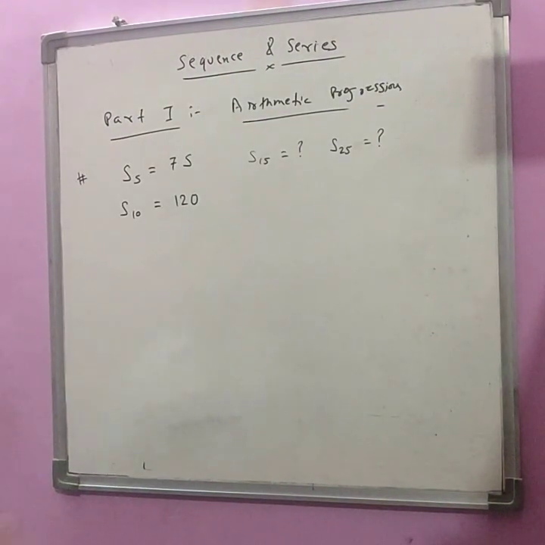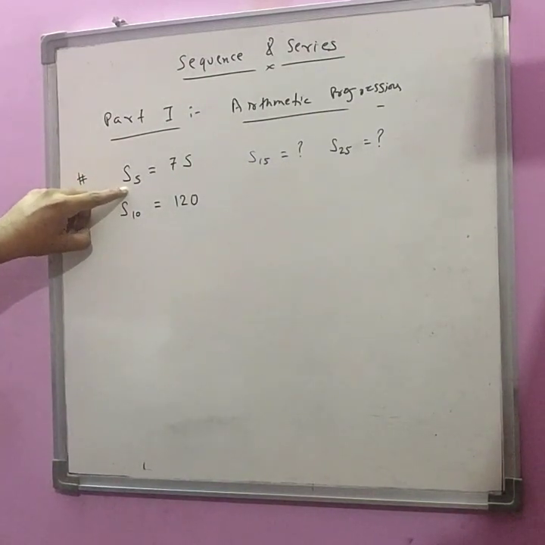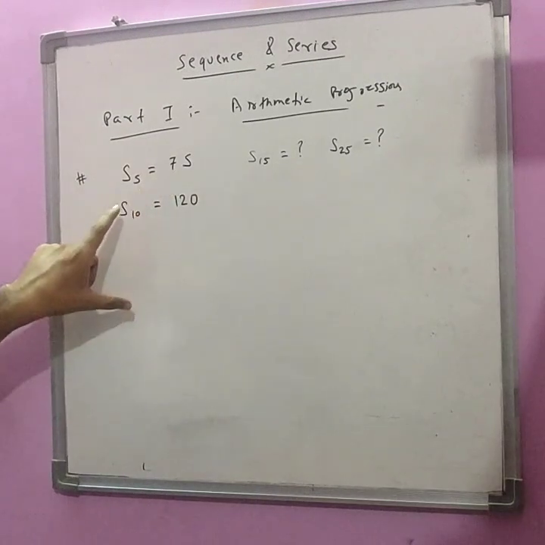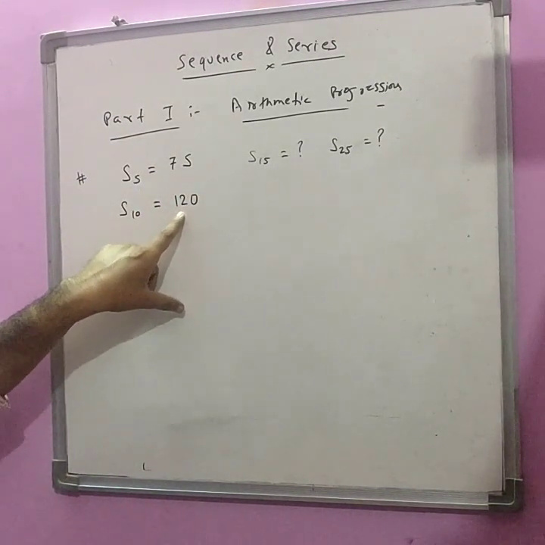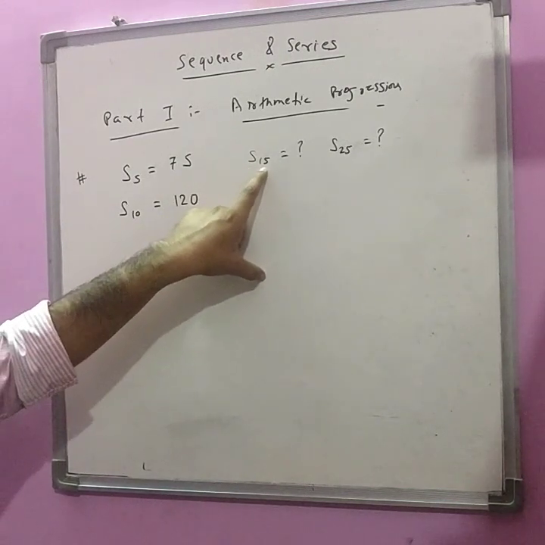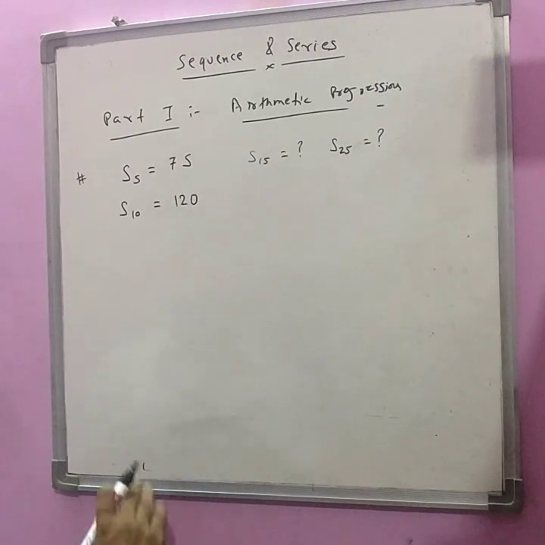Yes, we have a question: the sum of the first 5 terms of an AP series is 75, and the sum of the first 10 terms of the same AP is 120, and you have to find the sum of the first 15 terms and the sum of the first 25 terms. Let's see how we can solve it.